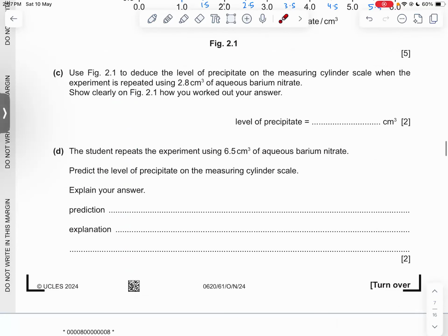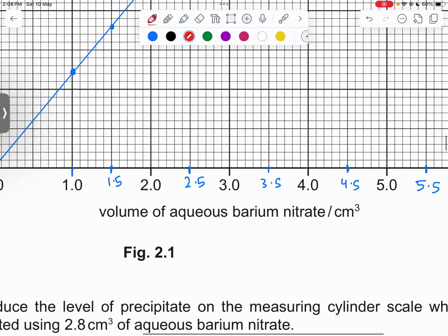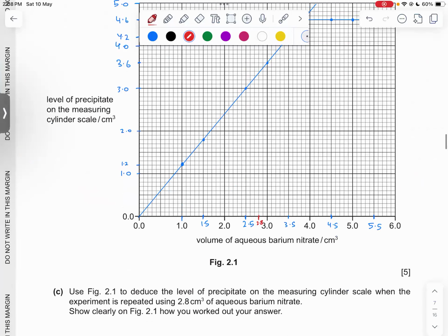Next question: use figure 2.1 to deduce the level of precipitate in the measuring cylinder when the experiment is repeated using 2.8 centimeter cube of aqueous barium nitrate. So we want to check at 2.8 centimeter cube. For that, I'll just change the color. 2.8 is right here. So we want to measure the level of precipitate at 2.8, and all we have to do is go up.